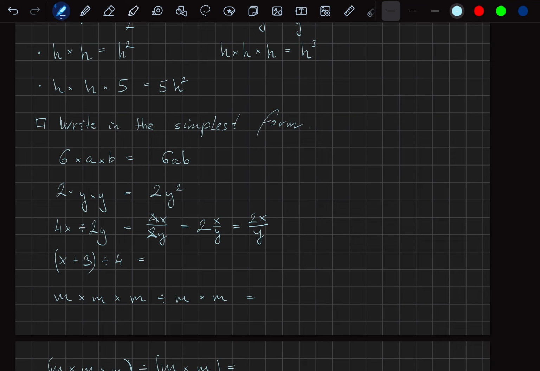x plus 3 divided by 4. x plus 3 divided by 4.